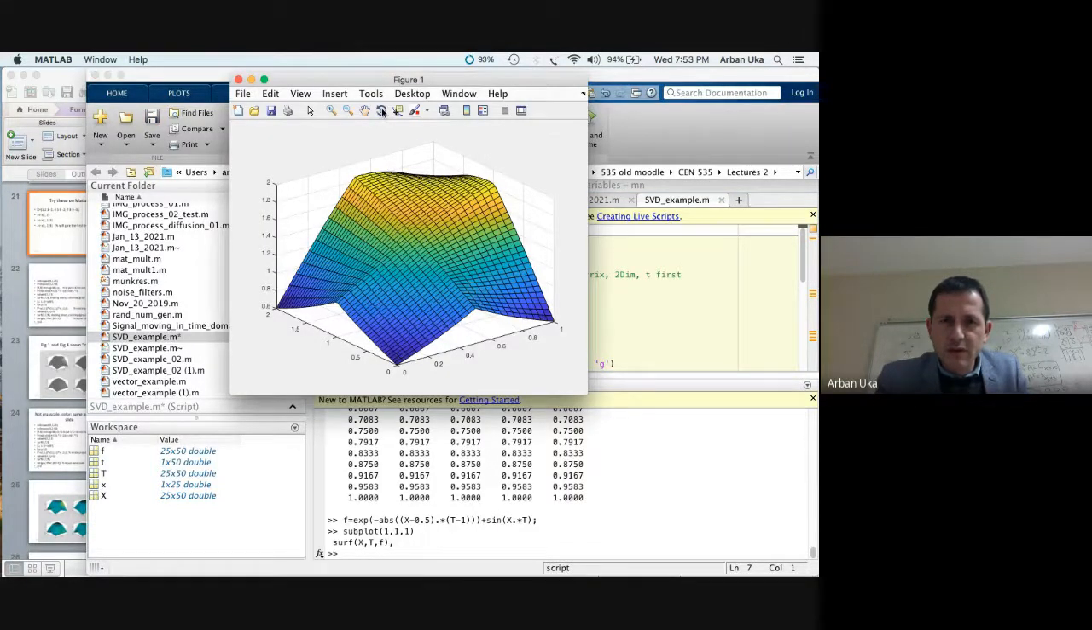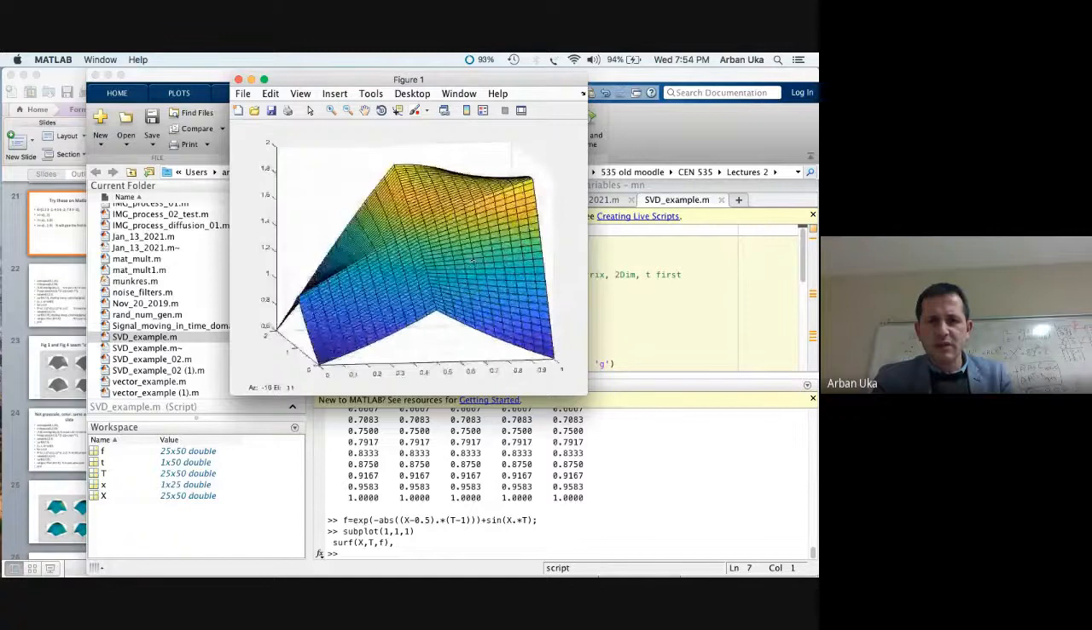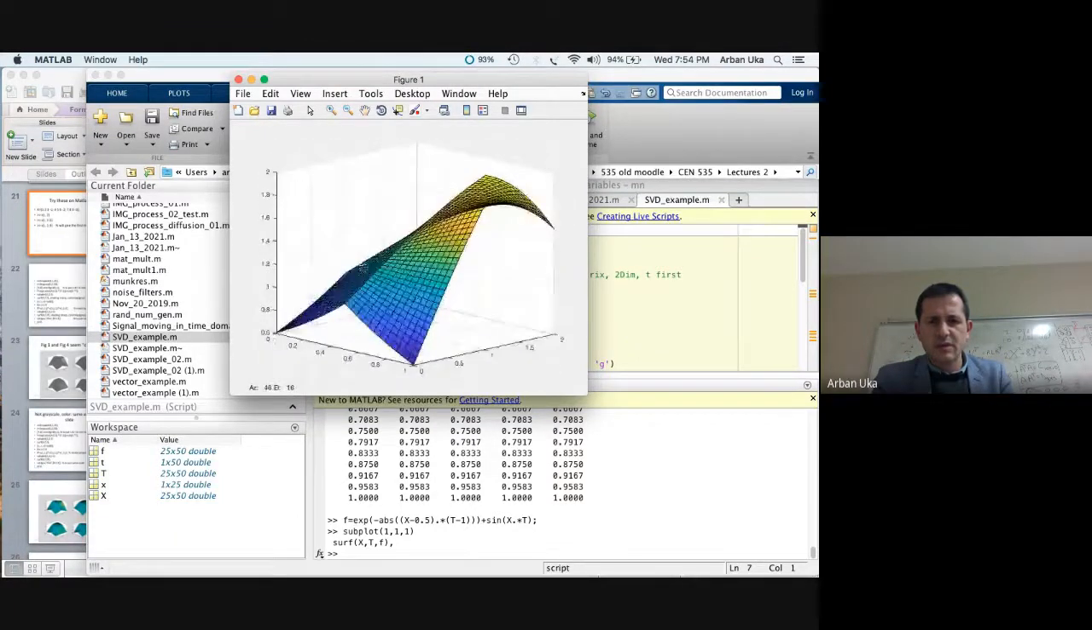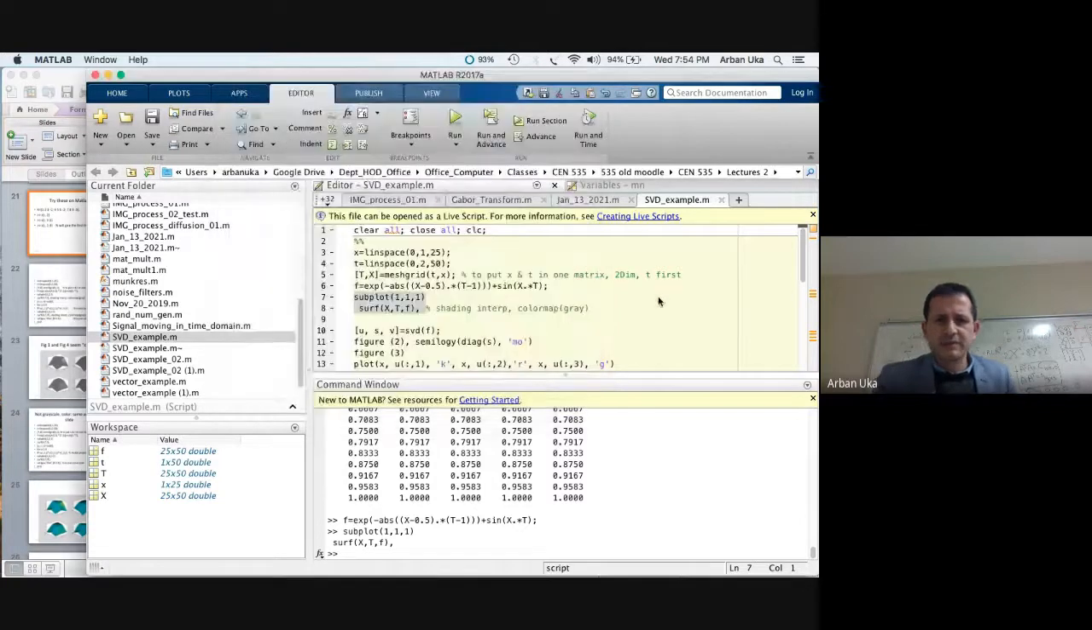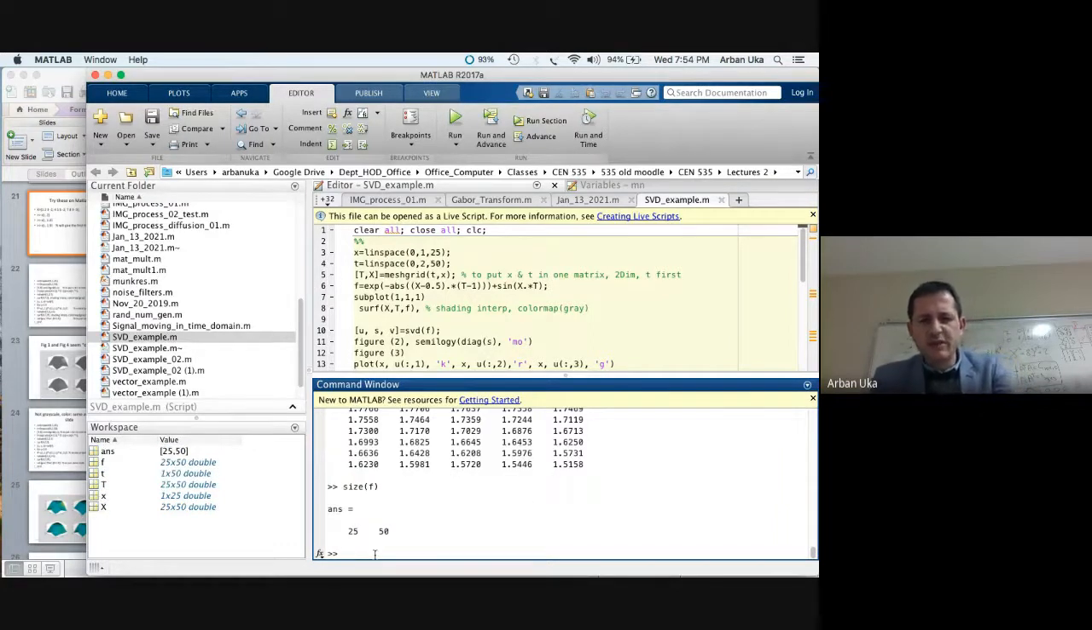So now in this plot that we made, one axis is changing along x from 0 to 1, and the other axis is from 0 to 2. This is how the function looks. If you try to rotate it, this is how it is constructed. Apparently this f is the data set. We can also check the size of f. It's 25 by 50. So this in itself is a matrix.